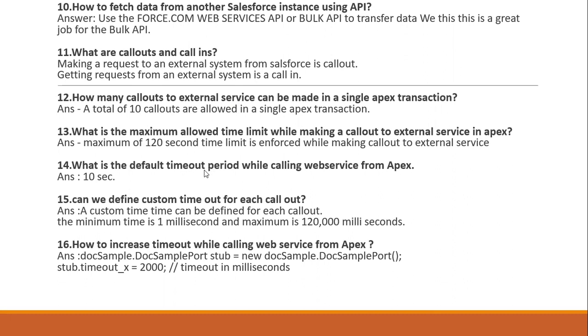What is the default timeout period while calling a web service from Apex? 10 seconds. Next question. Can we define a custom timeout for each callout? Custom timeout can be defined for each callout. The minimum is 1 millisecond and the maximum is 120,000 milliseconds.